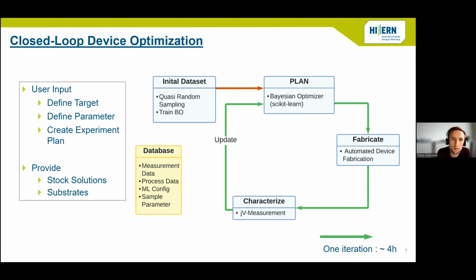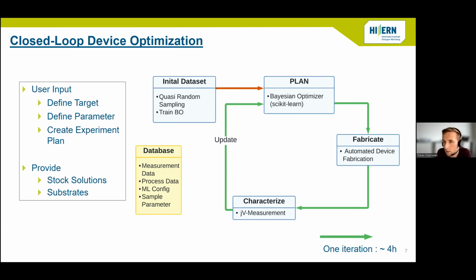We normally use some quasi-random sampling method so that we know a little bit better about our parameter space. And then we feed this initial data set, so it's a solar cell where we measure the efficiency, for example, to a Bayesian optimizer. In our case, we use the scikit-learn implementation, which is a well-known Python machine learning package. And then the optimizer will give us some new cells we should produce.